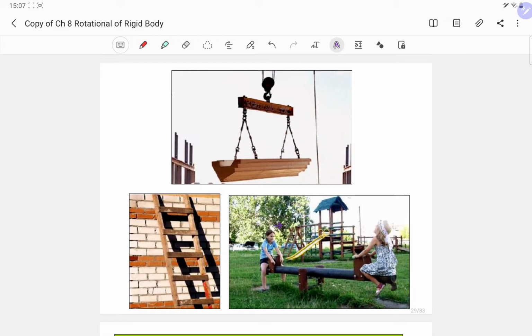Another example is the seesaw. In the picture, the seesaw is balanced, which means that the torque from the left side is equal to the torque on the right hand side. So dia akan balancekan seesaw ni, dia jadi straight line macam ni lah.